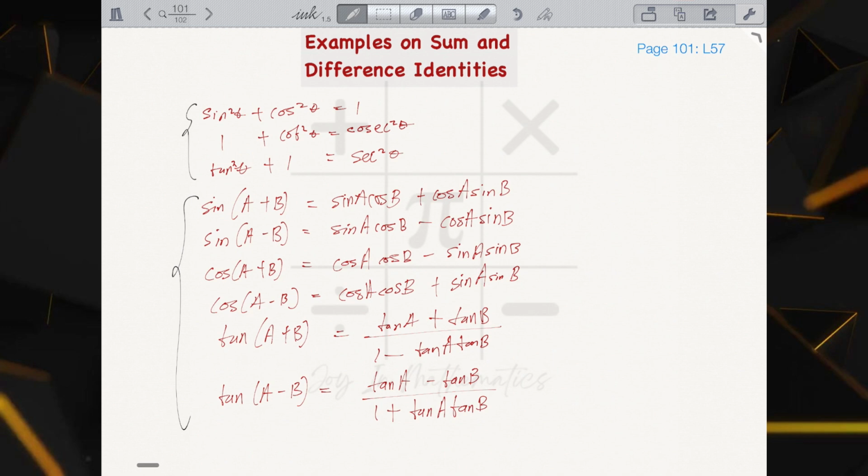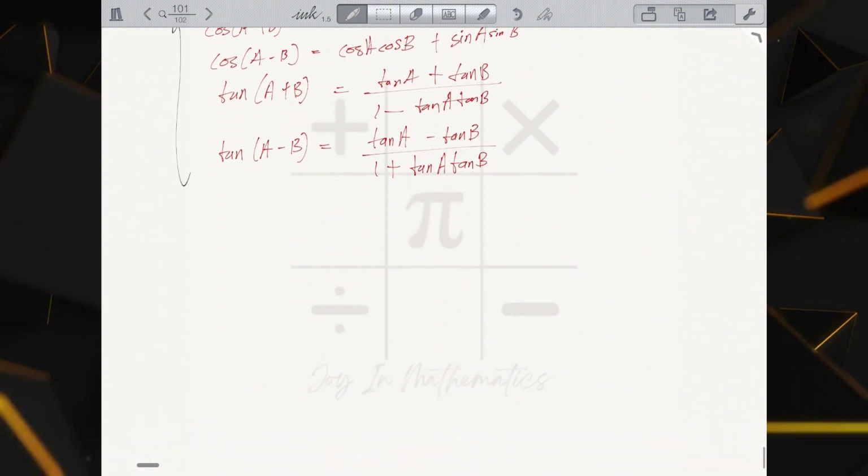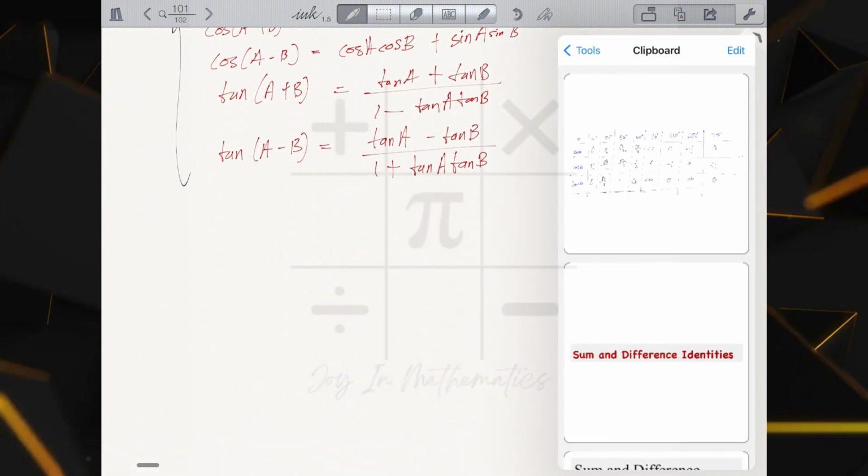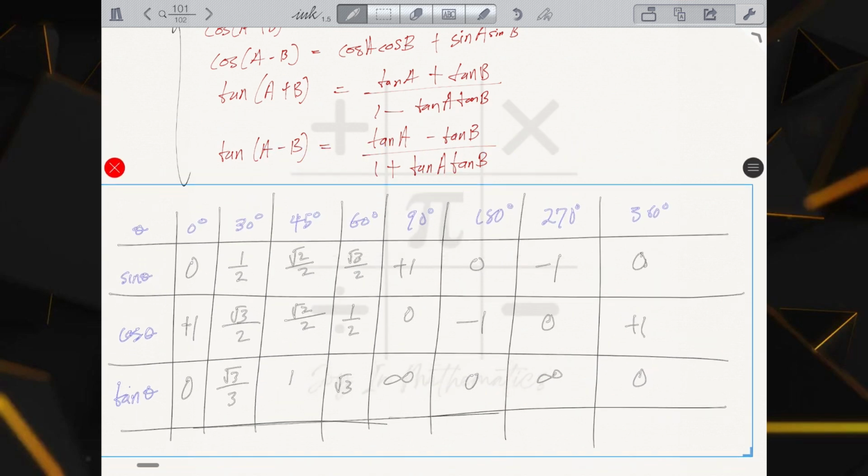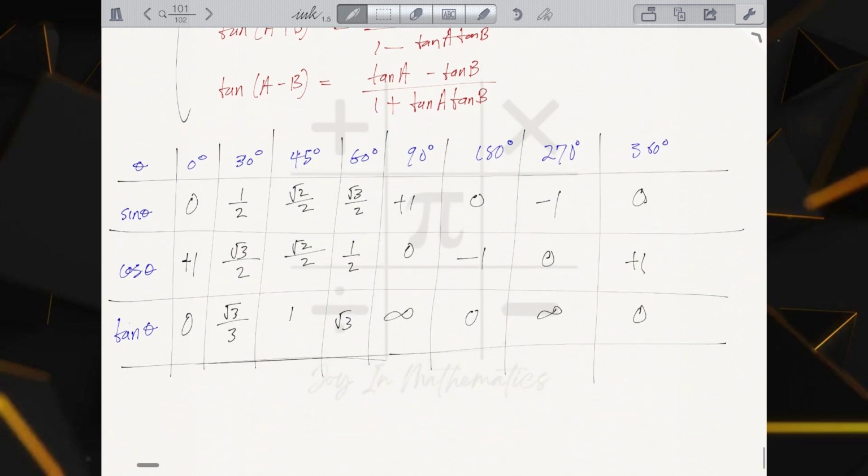Now, when do we apply the sum and difference identities? We apply them when we have compound angles. What do we mean by compound angles? Compound angles mean where we have two special angles being added or subtracted together. We recall this from lesson 22 where we dealt with special angles: sine, cos, and tan of 0, 30, 45, 60, 90, 180, 270, and 360 degrees. These are the special angles we know.